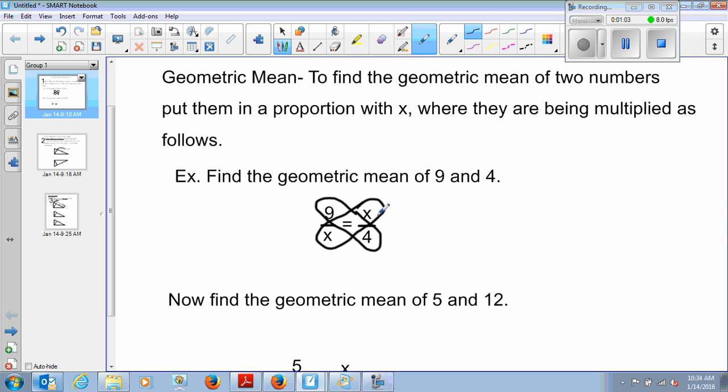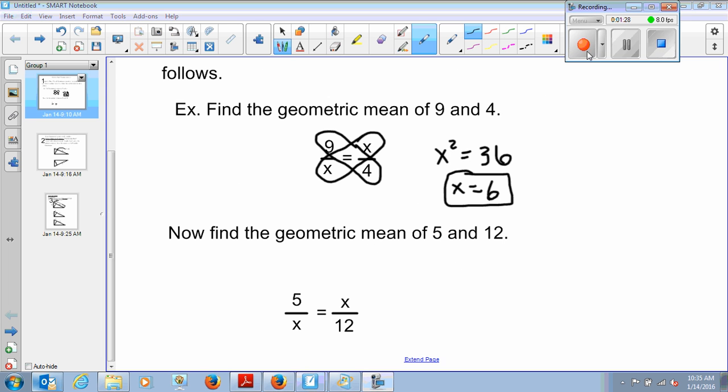x times x is not 2x. Be careful with that. It's actually x squared. And then 9 times 4 is 36. Then, to solve for x, we want to get rid of this square. The opposite of squaring is to square root. So we get that x actually equals 6. So 6 is the geometric mean of 9 and 4.